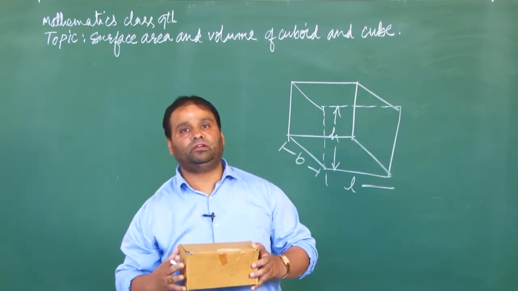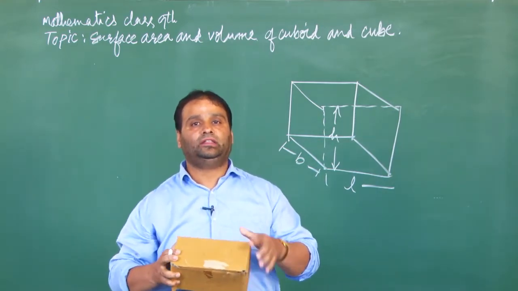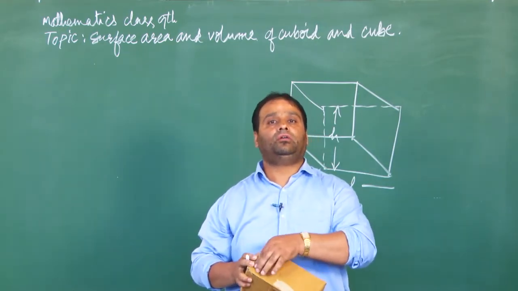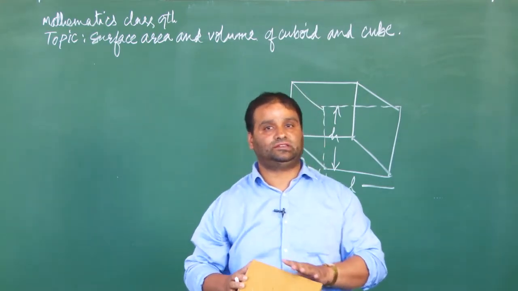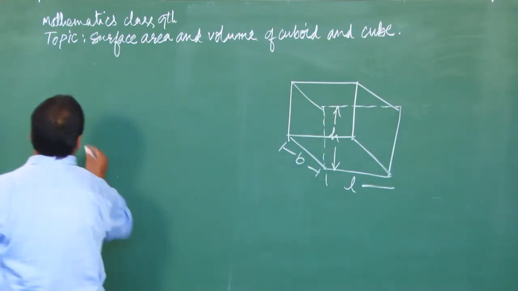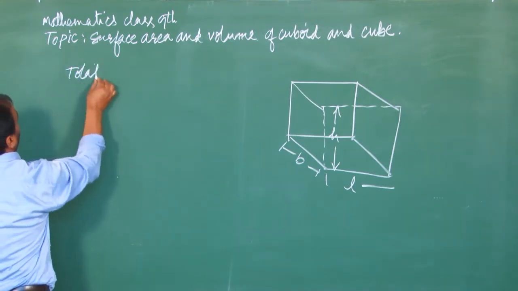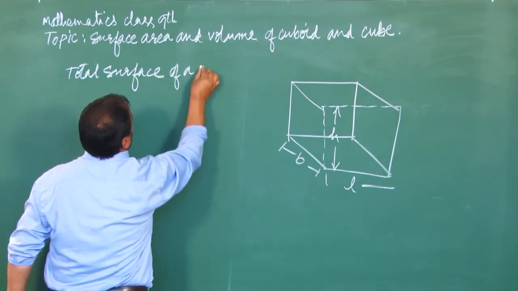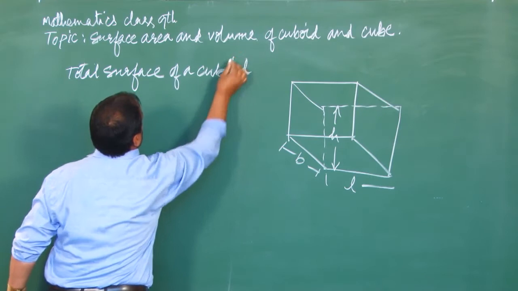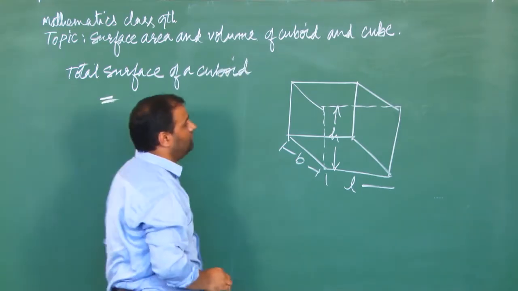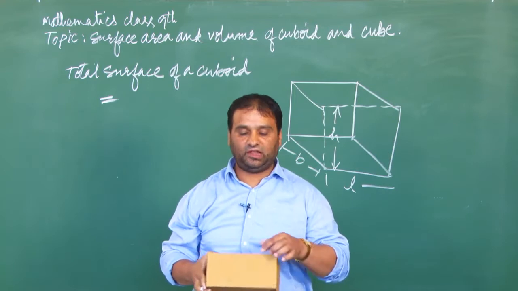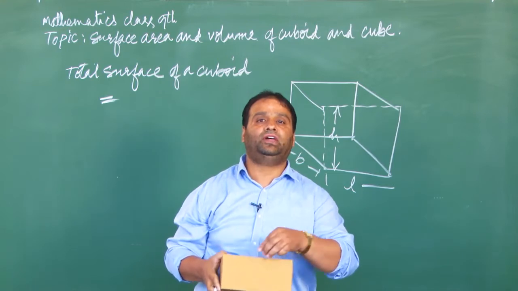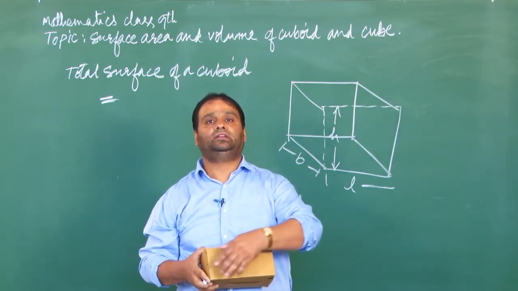By surface area, we mean total surface area of the cuboid. That means we have to add all the 6 surfaces, the area of the surfaces of these 6 rectangles. Now, how can we find the total surface area of a cuboid? Take a look. If we look at this box, we will have 6 rectangles. One is the height and another is the length. So, the area of that rectangle will be length into height.